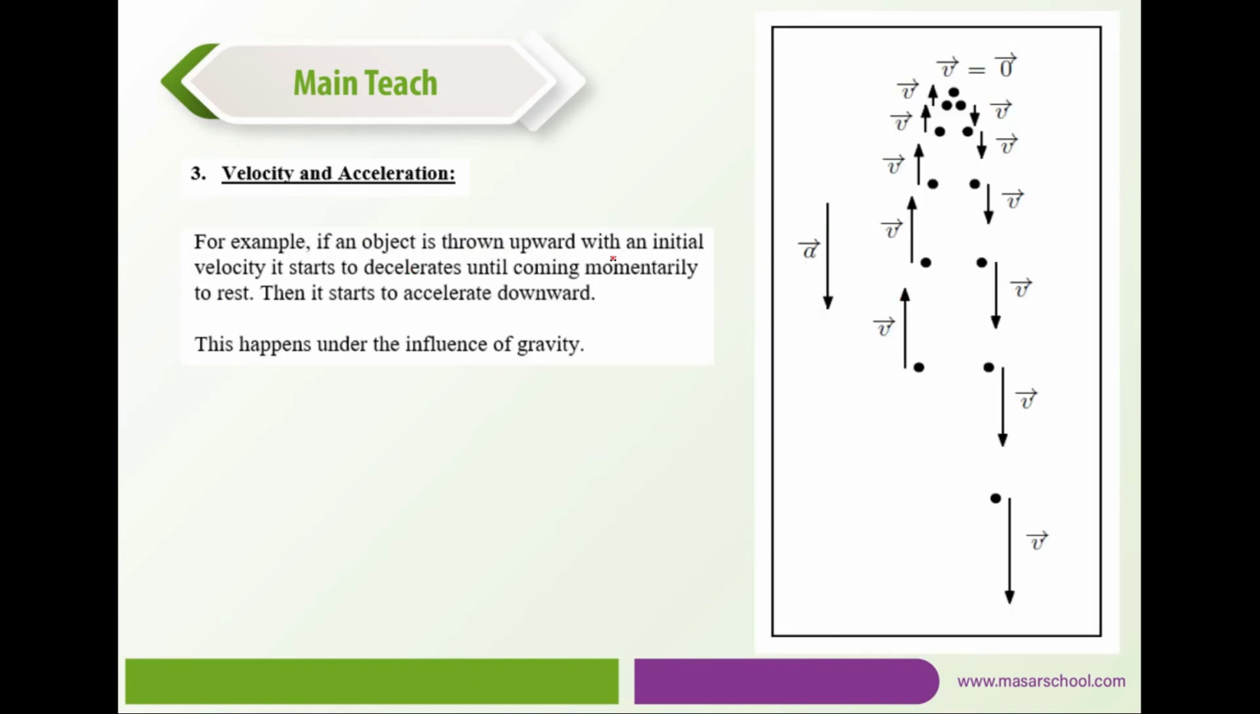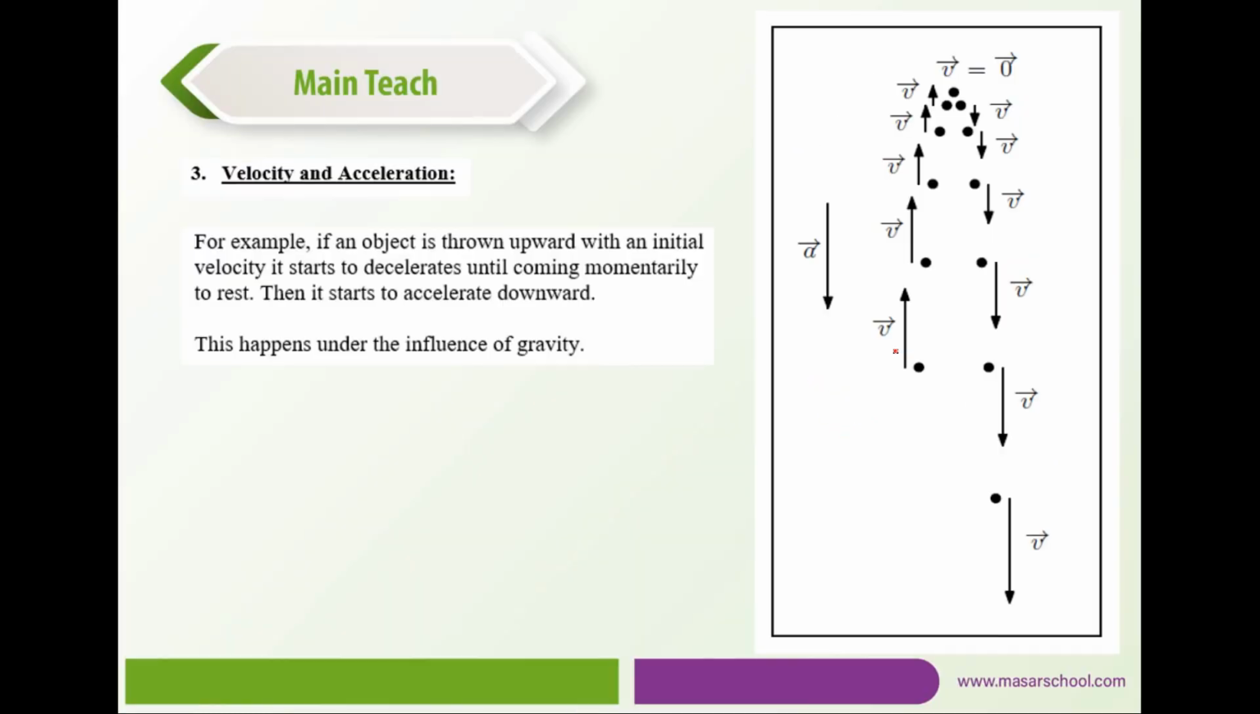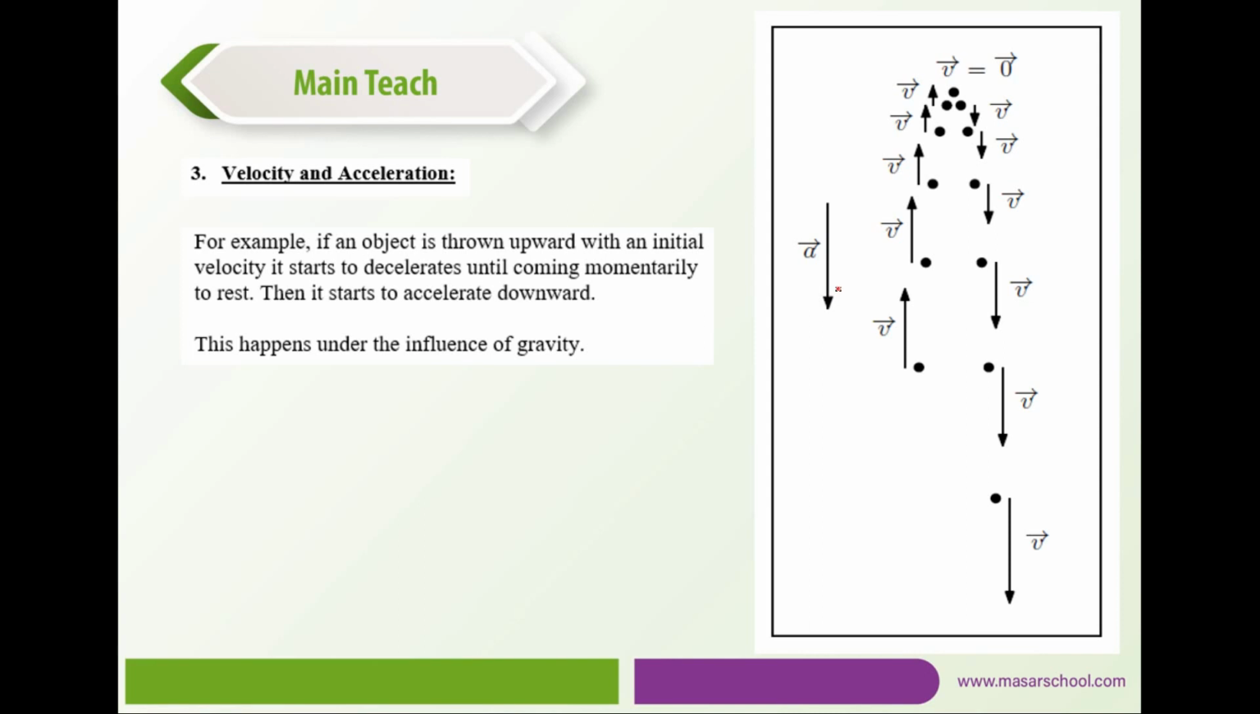If an object is thrown upward with an initial velocity, it starts to decelerate until coming momentarily to rest. Then it starts to accelerate downward. This happens under the influence of gravity. Suppose that we're standing here and we launch an object with an initial velocity upward. So along the upward motion, we're going to notice that the velocity is decreasing because the acceleration vector is breaking down the velocity. Why is the acceleration downward? Because we know that gravity is pointing downward, so gravity is producing acceleration downward.